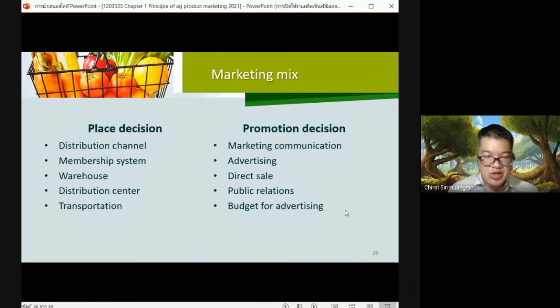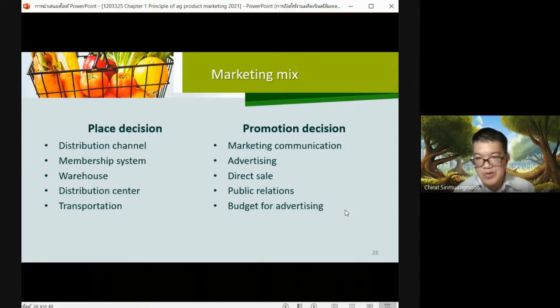Then place decisions. For agricultural products, you need to think about the place too. How you are going to distribute, and whether you need to apply a specific process, like cold storage or dry storage or not. Then you might think about a membership system and warehouses. If you have a distribution center that is quite far, the quality of the agricultural product is going to be reduced.